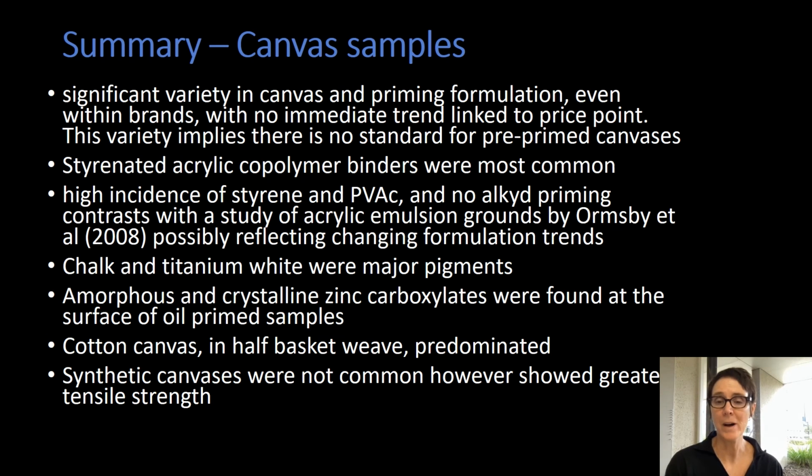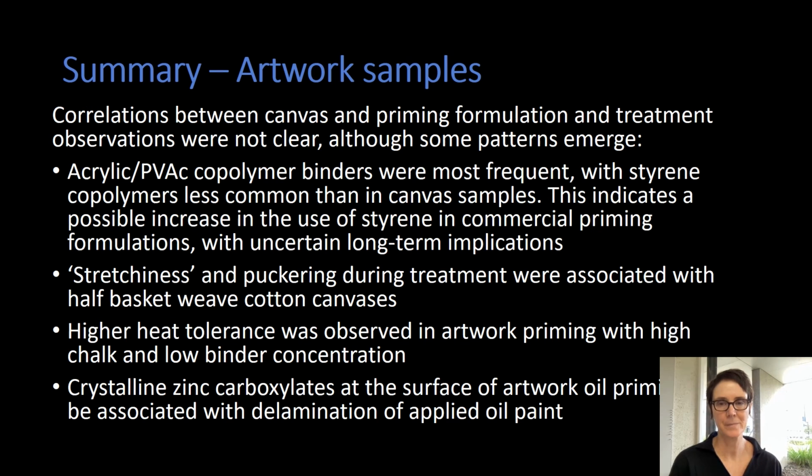Cotton canvases and half-basket weave predominated, and synthetic canvases were not common. Correlations between canvas and priming formulation and treatment observations were not clear, although some patterns did emerge. Acrylic PVA-C copolymer binders were most frequent in the artwork priming layers, with styronated acrylics less common than in canvas samples. As the canvas samples post-date the artwork samples, this indicates a possible increase in the use of styrene in commercial priming formulations, with uncertain long-term implications.